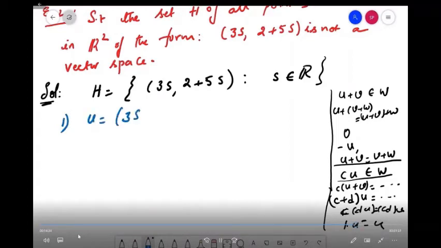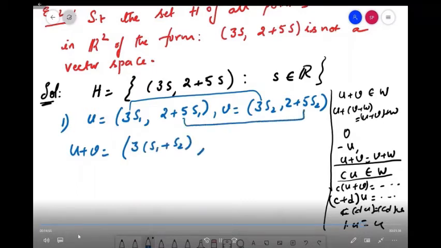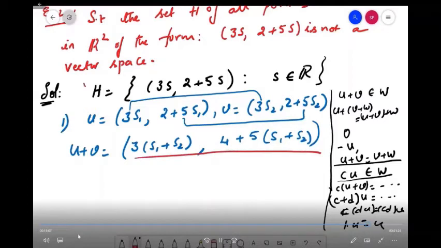Now let us see the first one. u is equal to (3s, 2 plus 5s). This is the element. So I am taking v as another element (3s2, 2 plus 5s2). Then the first condition: u plus v is equal to... how do you add these two? Component wise: 3 into (s1 plus s2), and adding the second components gives 2 plus 2, 4 plus 5 into (s1 plus s2). Now the task is whether u plus v is in H or not.